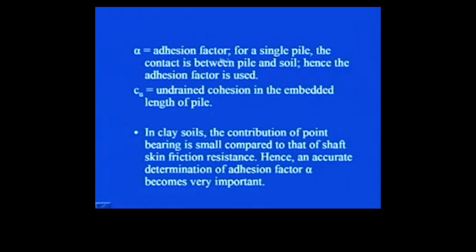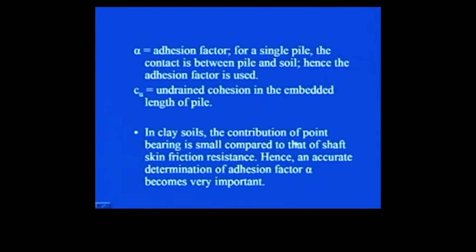Alpha is adhesion factor. For a single pile, the contact is between pile and soil, and hence the adhesion factor is used. You must be thinking, why not the friction, the coefficient of friction? But here, if a single pile is there, which is a contact between the pile and the soil, this adhesion factor is being used. Cu is undrained cohesion along the embedded length of the pile.